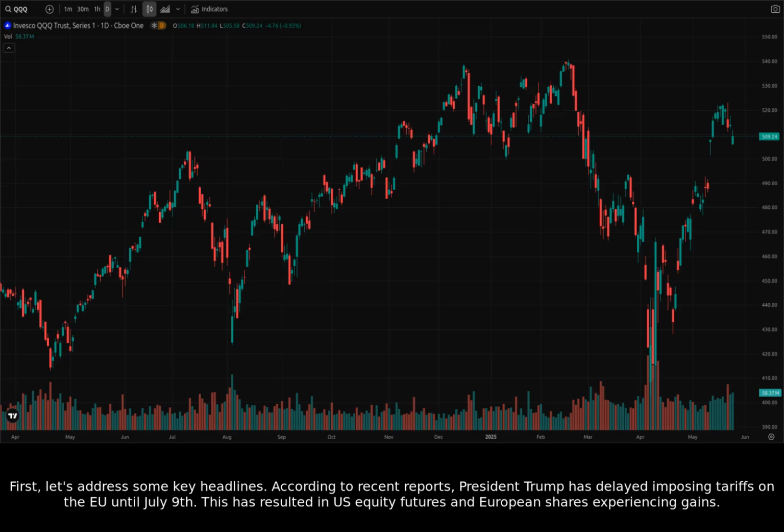According to recent reports, President Trump has delayed imposing tariffs on the EU until July 9th. This has resulted in U.S. equity futures and European shares experiencing gains.